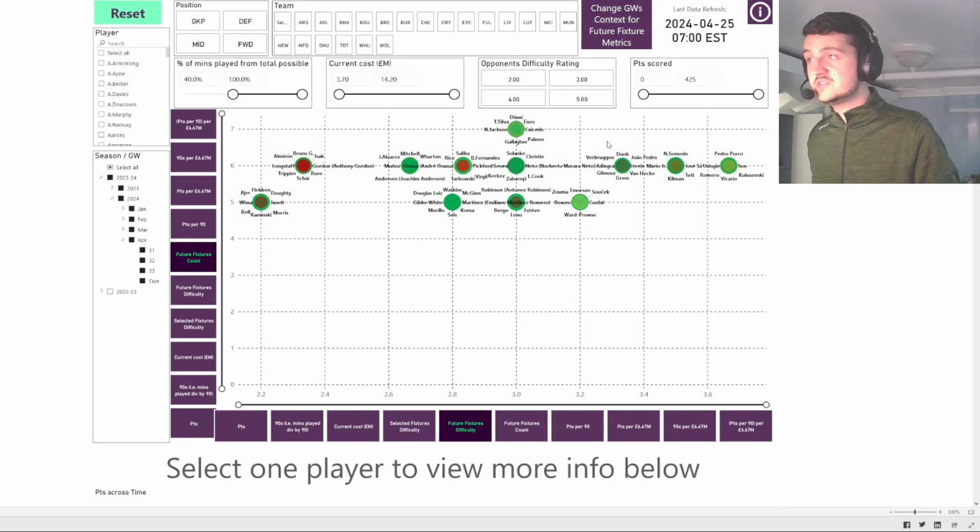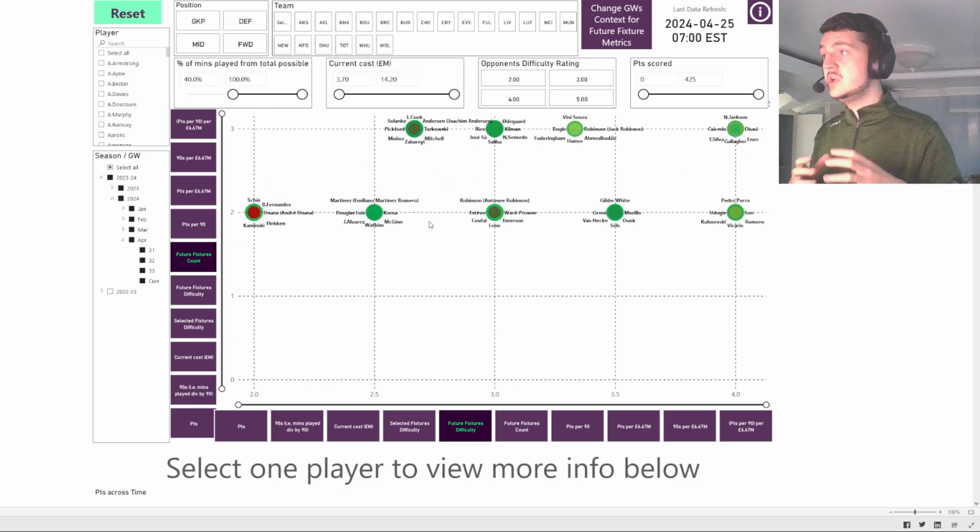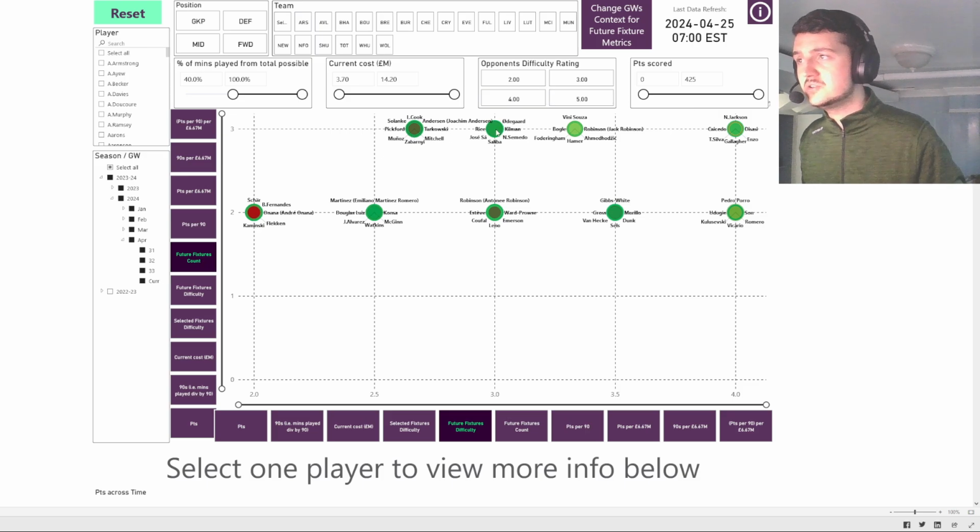And what this will do is it will update this graph and it will tell you over the next 2 weeks, all of these teams are going to play an extra game. So that's Arsenal, I believe City should be in there as well.